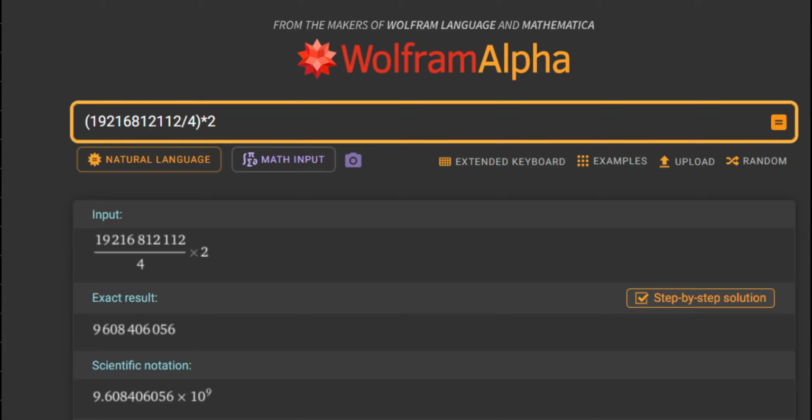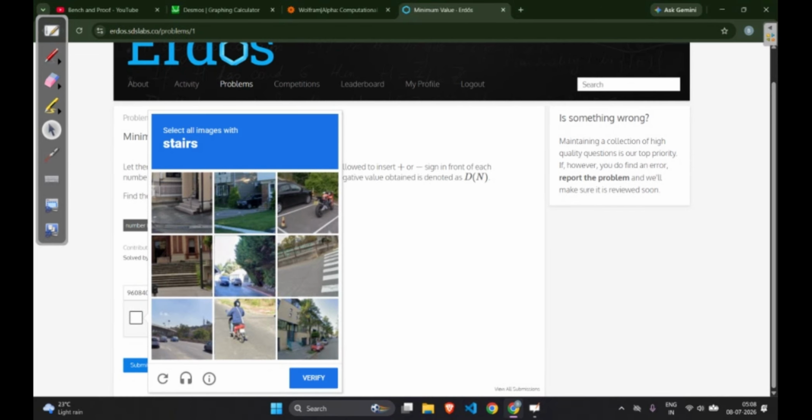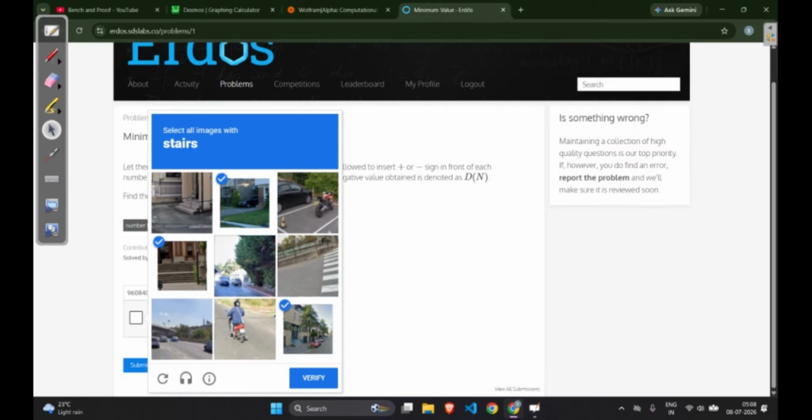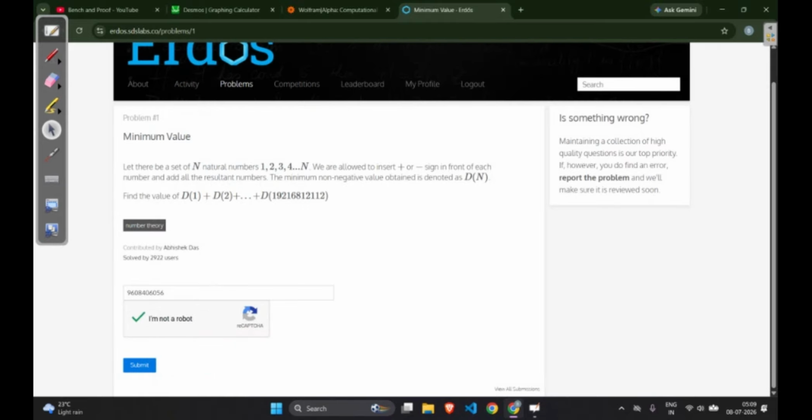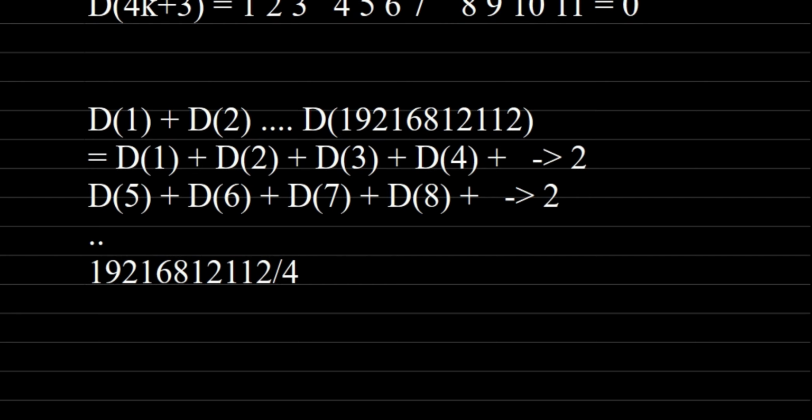So let's try it out on the Erdős website. I'll remove the commas. It is not an acceptable answer for this website. And let's see if this is correct. Yes, we got the correct solution. So yeah, this is how we can solve this difficult, scary looking question in a simple way.